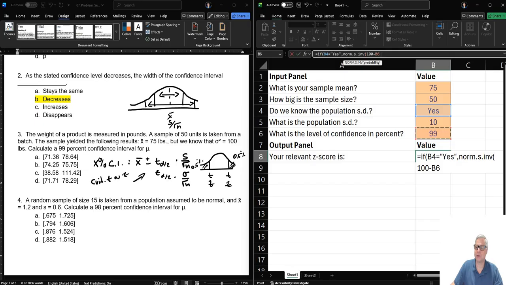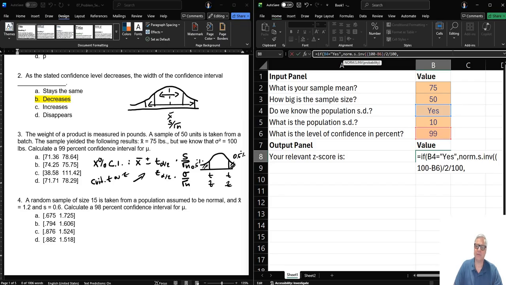Okay, so let's put that into parentheses. And then that is 1, and now I need to divide that by 2. So now I have 0.5, and I have to divide it by 100, so that we get 0.005. And that should be it. Okay, so that should give us the relevant z-score, and that will be a negative value. And we will later switch that, make sure that it's just a positive value.